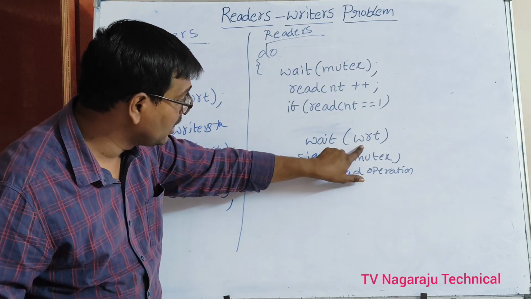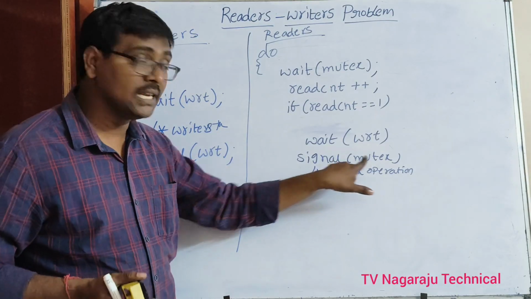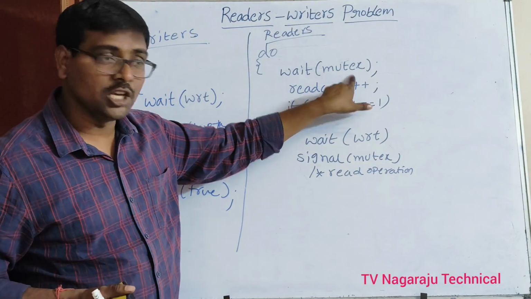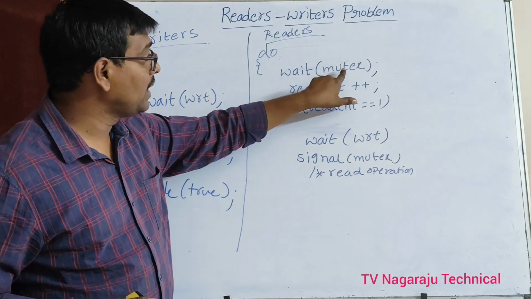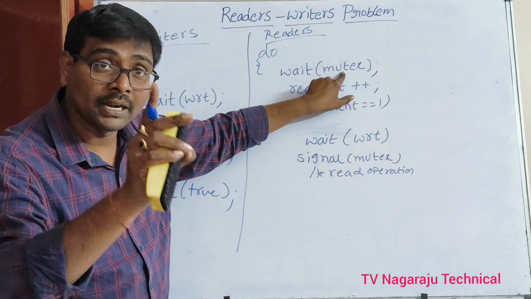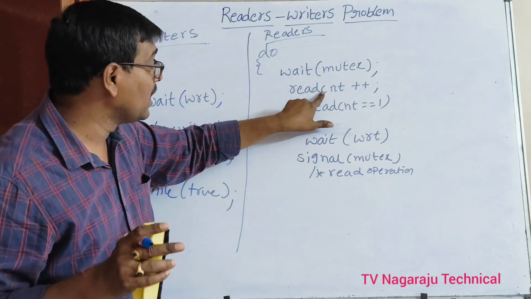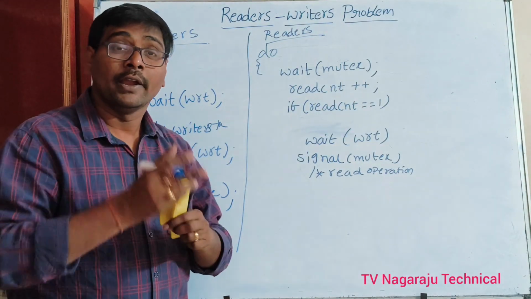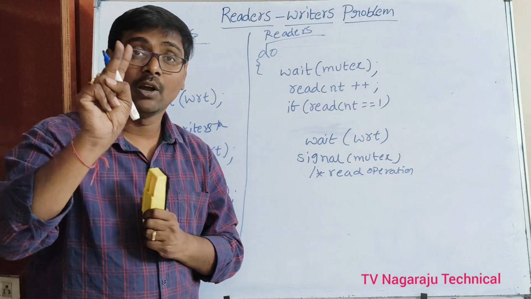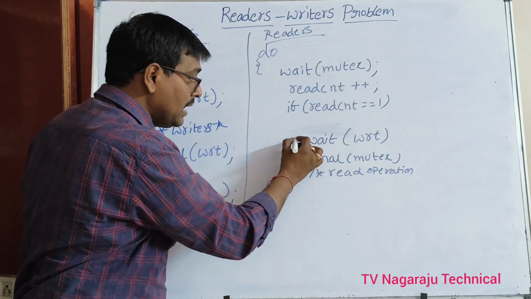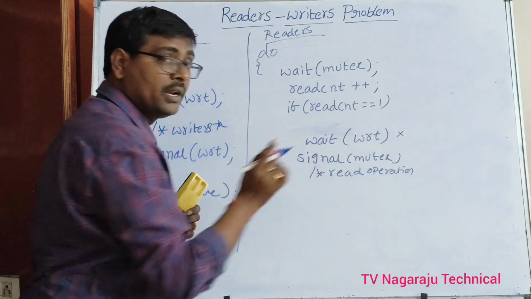Once the reader enters the critical section, signal of mutex. Now the mutex value is again 1. After this 0, after this 1. Understand carefully. Wait of mutex, that is true, and read count is incremented. Now what is the read count value? Read count value is equal to 2. The condition fails. If the condition fails, in the sense this statement won't be executed.